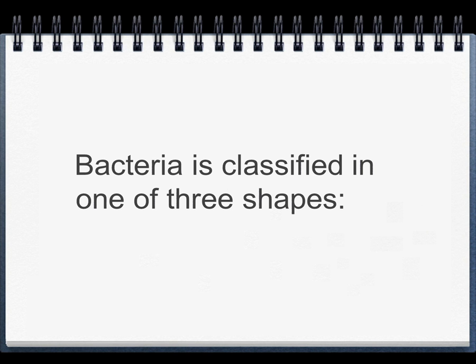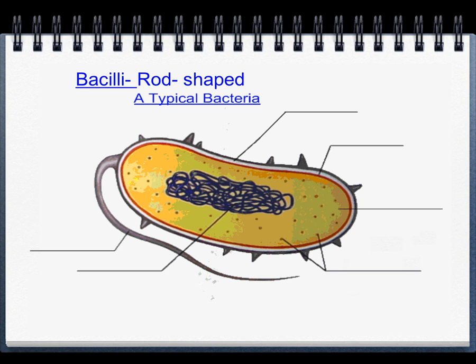Not only can bacteria be classified by the way that it feeds, it's also classified in three shapes. And on your notes, you have one area that you're going to label, and you have two other areas that you're going to draw. Bacilli is the typical bacteria, and it's rod-shaped. Bacilli is the one that contains the parts that we broke down in the beginning of the notes. So it has that DNA that's coiled up like a rubber band.